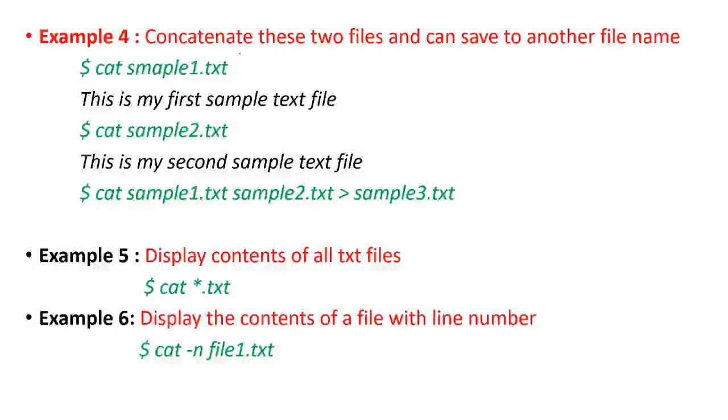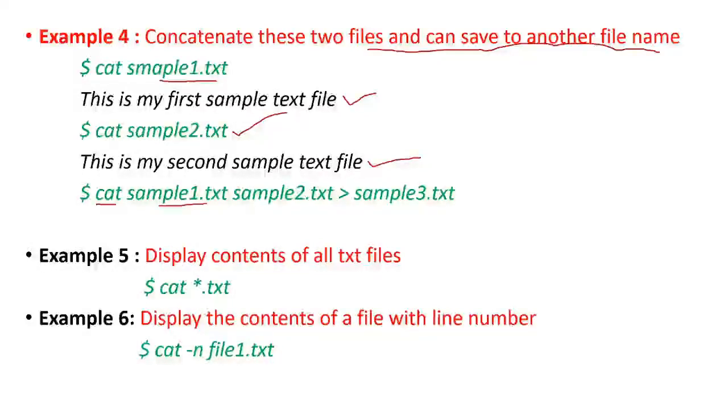Next example, how to concatenate two files and save to another file using the cat command. So let us see. Now you are going to type cat sample. This is the first file and these are the contents of that file. This is the second file and these are the contents of that file. Now see, you use your cat command.